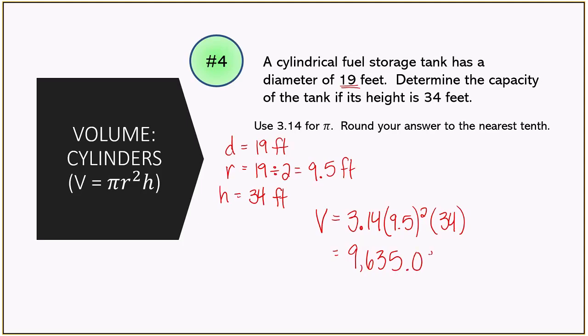And the answer in my calculator is 9,635. Then it says 0.09, but we're supposed to round to the nearest tenth. So that's this decimal place, and I look back there. So the final answer is 9,635. The 9 rounds the 0 up to a 1. And we're in feet, so feet cubed. 9,635.1 feet cubed.